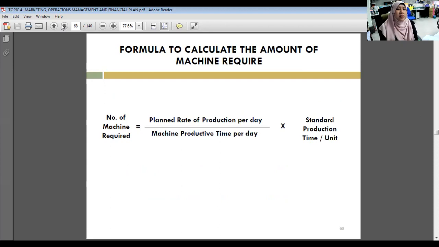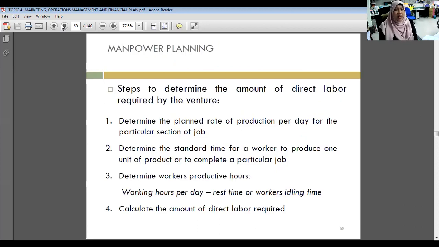So this is the formula to calculate the amount of machine required. I don't remember about this being in any exam. There will be maybe some simple calculation: number of machine required equals the rate of production per day, divided by machine productive time per day, times the standard production time per unit. Okay, so manpower planning: steps to determine the amount of direct labor required by the venture.